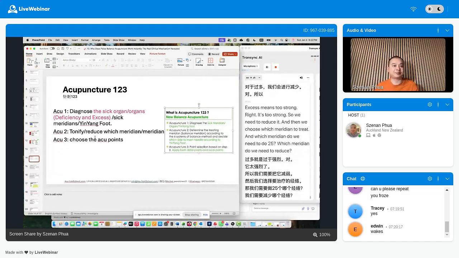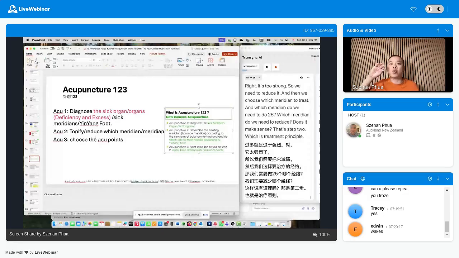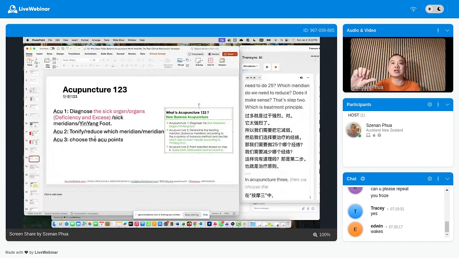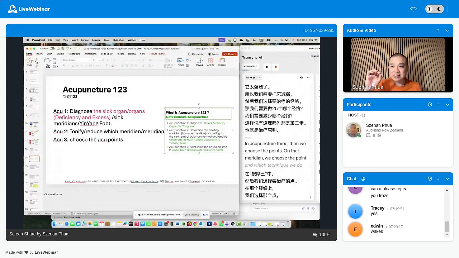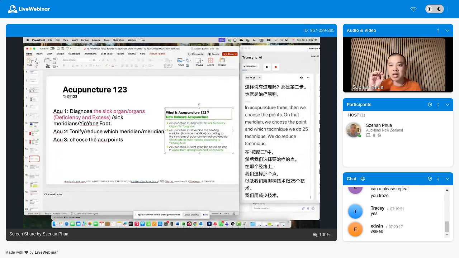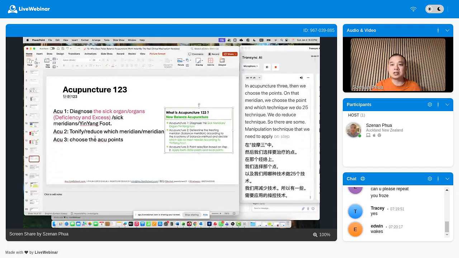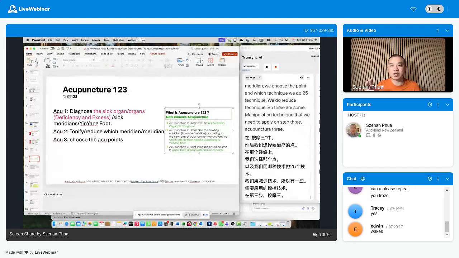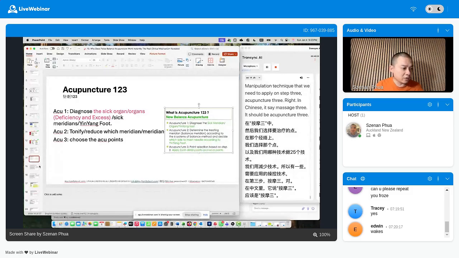治疗原则. In acupuncture 3, then we choose the points on that meridian, and which technique. We do tonify technique, we do reduce technique. So there are some manipulation techniques that we need to apply on step 3, acupuncture 3. Right? In Chinese, it's 按摩3. It should be acupuncture 3. 在中文他说按摩3，按摩1、2、3，应该是针刺1、2、3。Right? Are you following? If it makes sense to you, please reply 1.